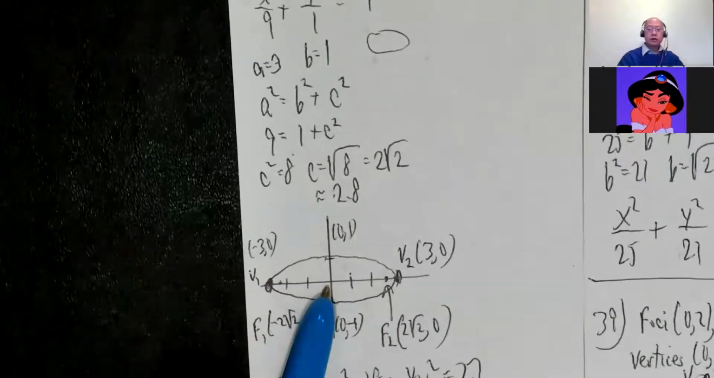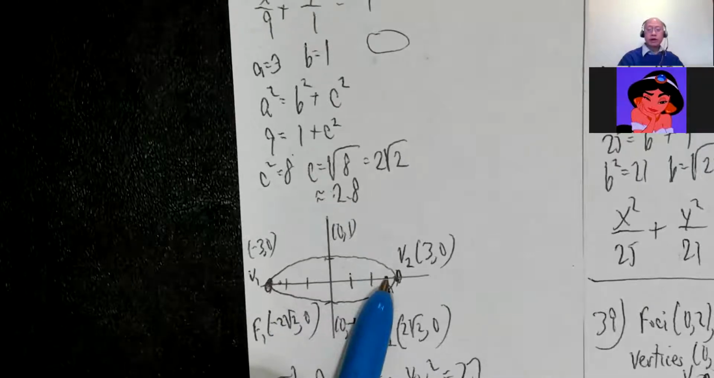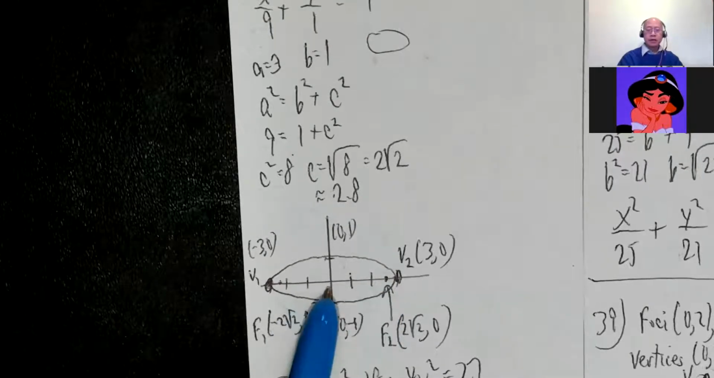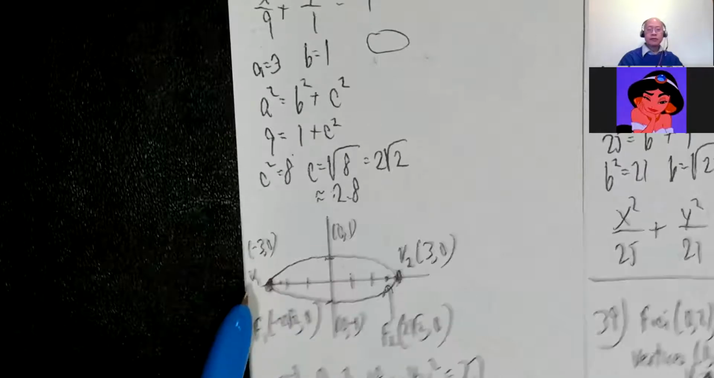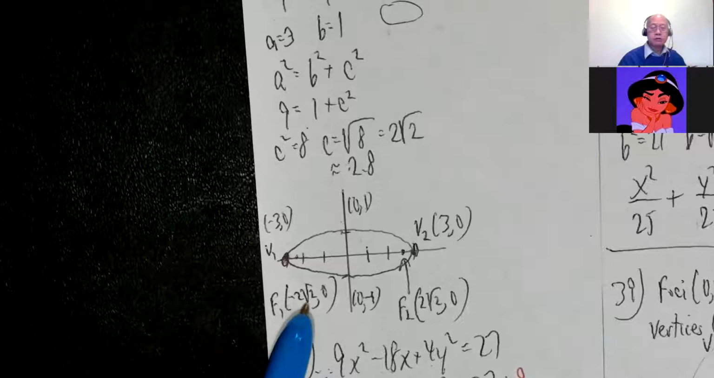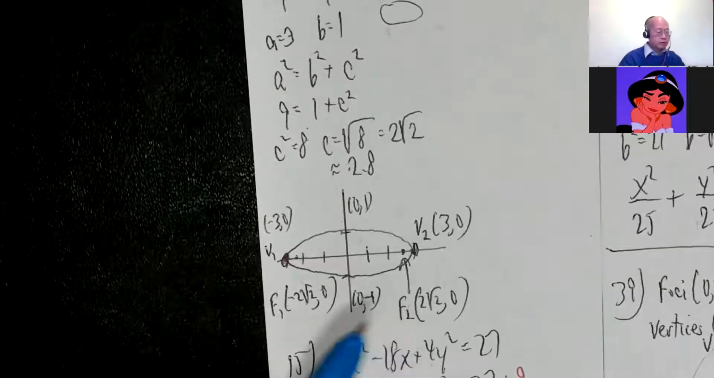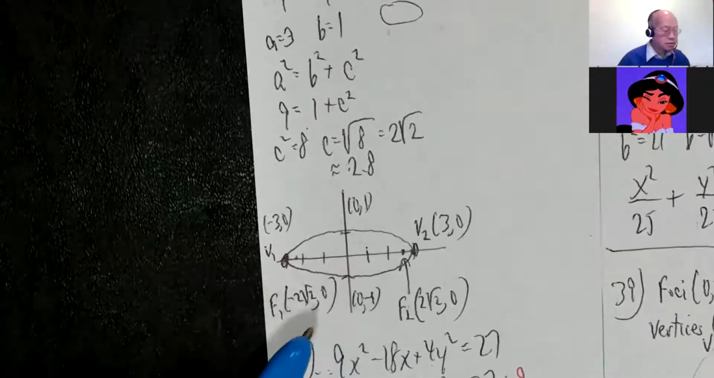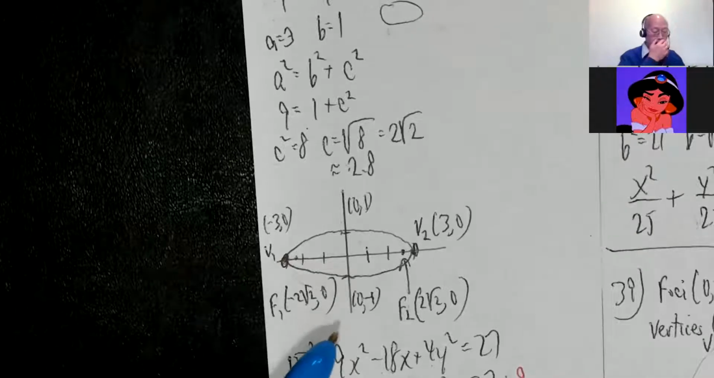So I go 2.8 all the way to the right. So it's very close to the vertex. And 2.8 on this side. So my two foci are negative 2 radical 2 comma 0 and positive 2 radical 2 comma 0. And there we go.